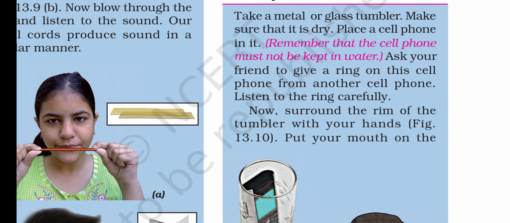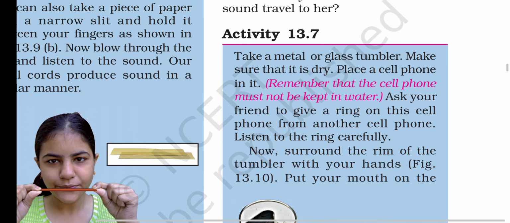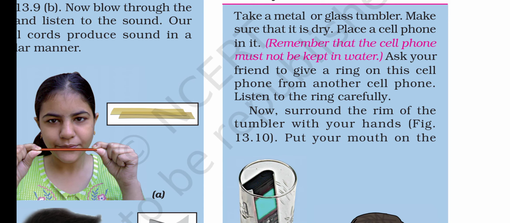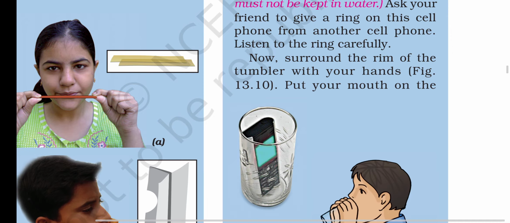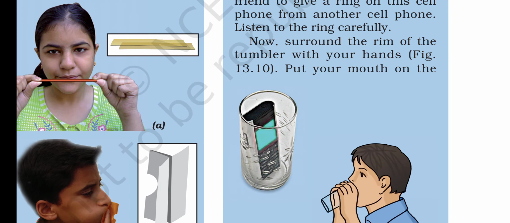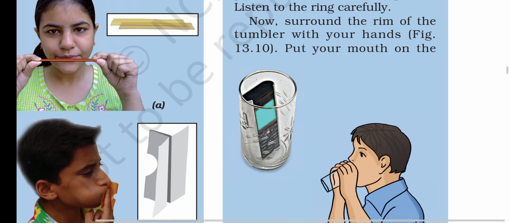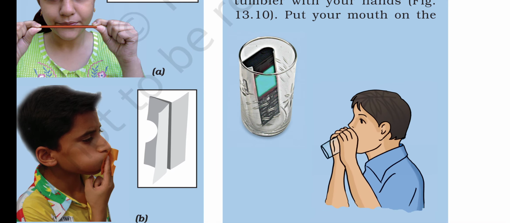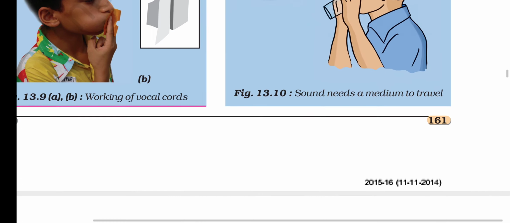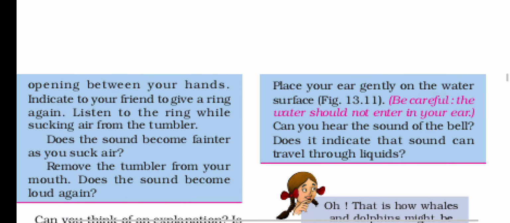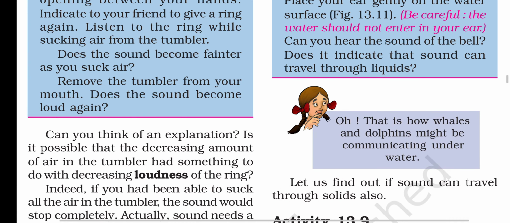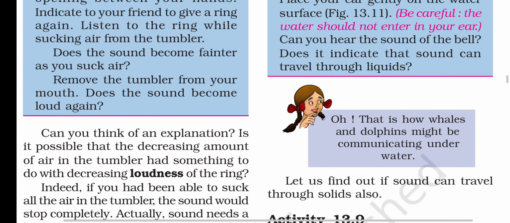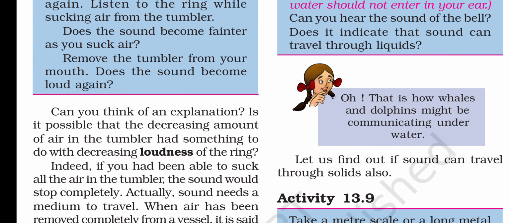Now here you can see activity 13.7. Take a metal or glass tumbler. Make sure that it is dry. Place a cell phone in it and ask your friend to give a ring on the cell phone from another cell phone. Listen to the ring carefully. Now surround the rim of the tumbler with your hands. Put your mouth on the opening between your hands. Ask your friend to give a ring again. Listen to this ring while sucking air from the tumbler. Does the sound become fainter as you suck air?